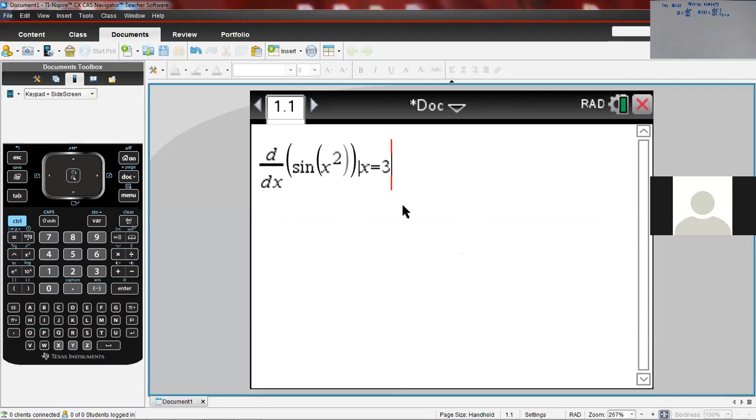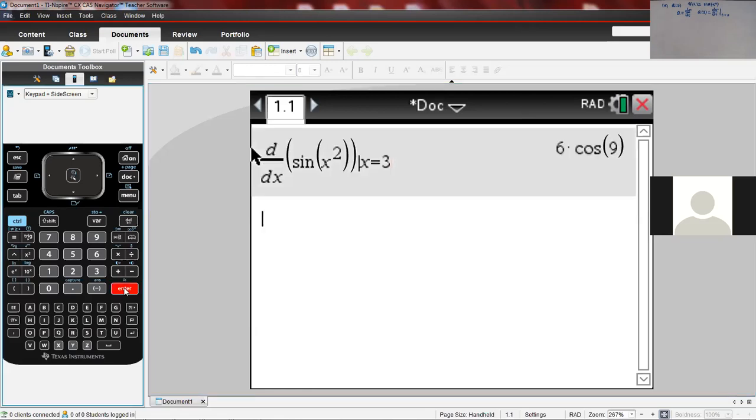Sine of x. Wouldn't that just be cosine of 9? Yeah, sine of 9. Remember, yes, it's cosine of 9. That's correct. 3 squared is 9. That's correct. So, you press enter, and then you have cosine of 9, control enter, and then you have the acceleration at the time 3 is negative.